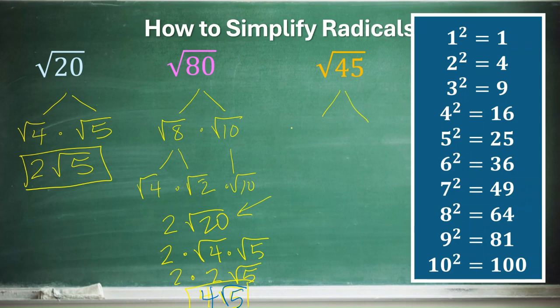And then root 45. I know that 9 times 5 is 45. So root 9 times root 5 is root 45. Root 9 is 3, times root 5, and that is the equivalent form of root 45.